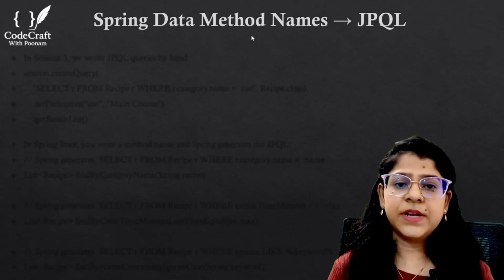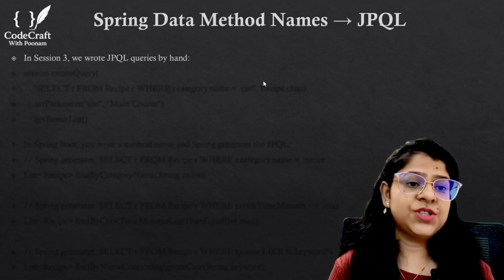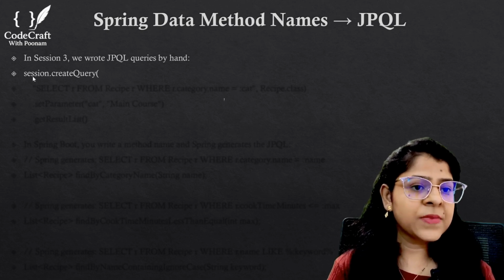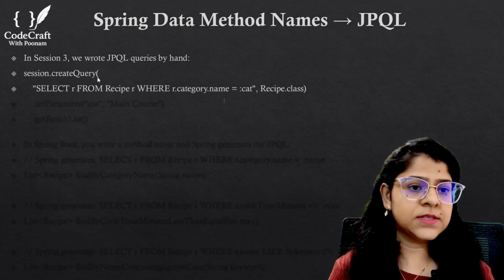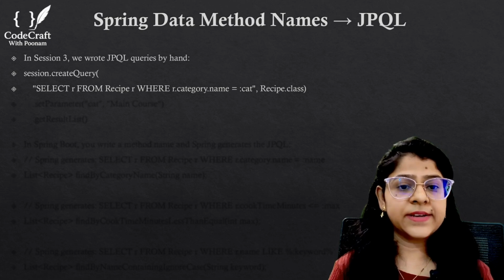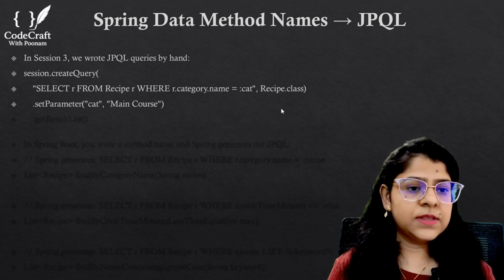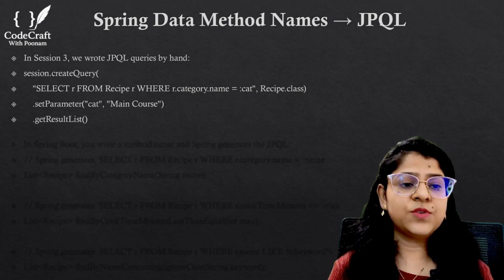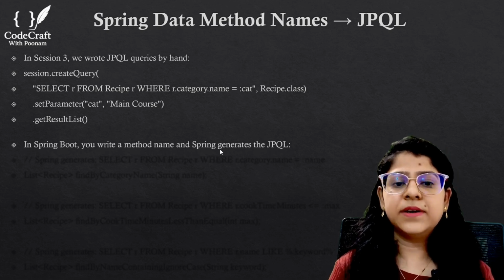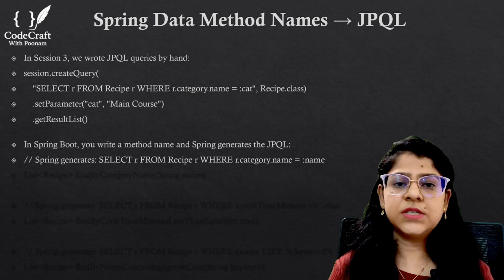So now coming to Spring Data method names, that is JPQL. In our session 3, we already wrote JPQL queries by hand, right? That is session.createQuery, the statements which we have written manually. That is, select r from Recipe r where r.category.name = :category, Recipe.class. We set the parameters and then used the getResultList method, right? But in Spring Boot, you write a method name and Spring generates the JPQL. So let's see that. Here Spring generates this select statement.